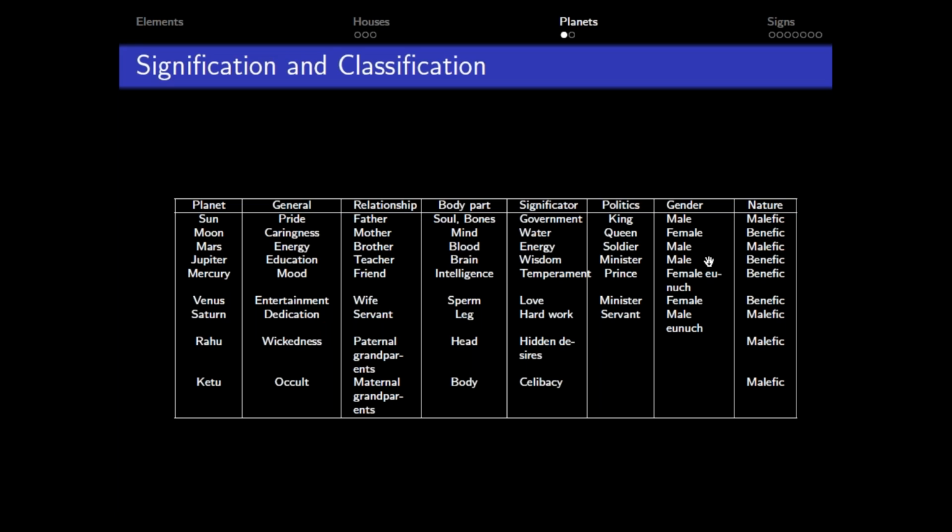Saturn represents dedication. It represents servant. It represents our leg. It represents our hard work. Its gender is male, and it is basically a malefic planet. Out of this, Jupiter and Venus, these two planets are auspicious planets, and Varahamihira himself has said that Venus is a bright planet, and it is the most auspicious planet among these nine.